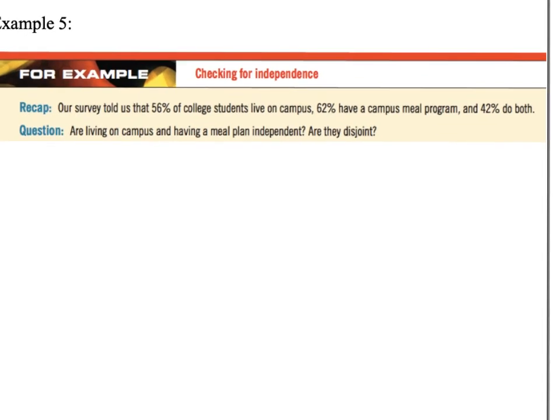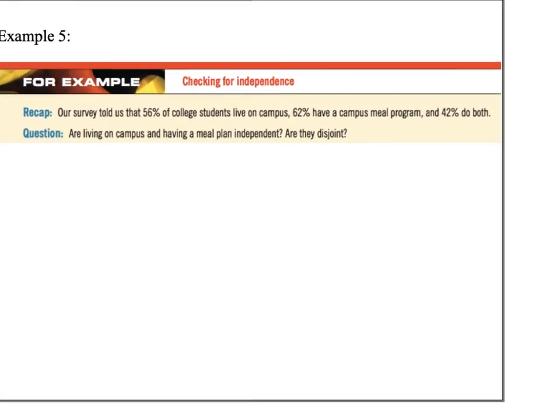Zoom in here so you can read it again from your textbook. Our survey told us that 56% of college students live on campus, 62% have a campus meal program, and 42% do both. Are living on campus and having a meal plan independent? Are they disjoint? I'm going to put some notation here again: the probability of L, living on campus; meal program, the probability of M; and both is the probability of L intersected with M, the 0.42.